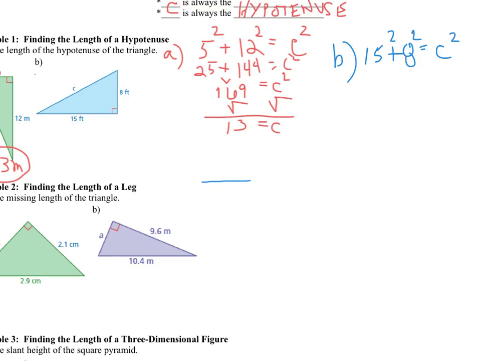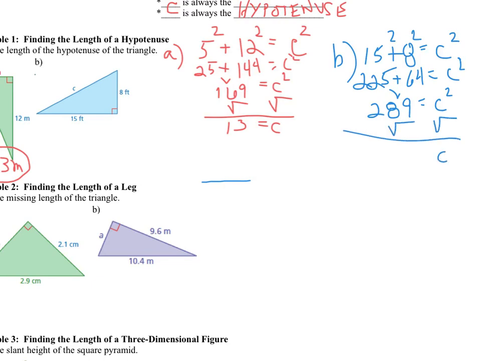So again, order of operations, 15 squared is 225. 8 squared, 64. C squared, I have to wait. When I add these two together, I get 289, which is nice that it's a perfect square. So when I take the square root to undo that square on this right-hand side, I get C equals, and what do I get? C equals 17.